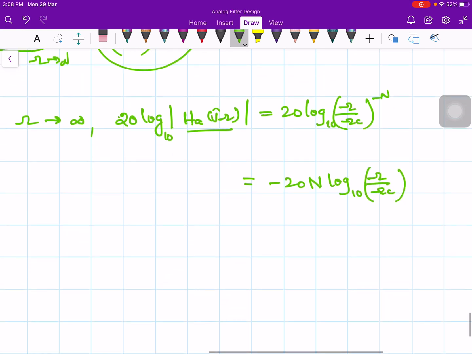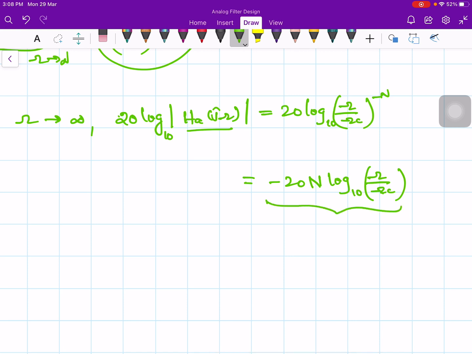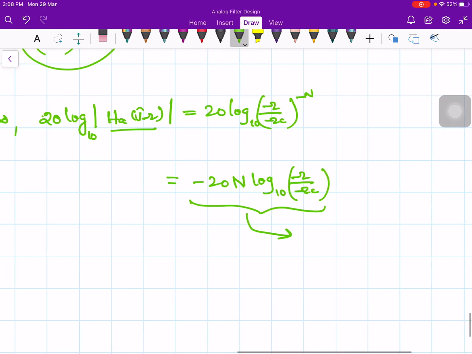That's it. Now, what do you understand from this? As the frequency goes to infinity, the magnitude goes to minus 20n log to the base 10 omega by omega c. In other words, as omega increases by a factor of 10, the characteristic goes down by 20n. If you take omega equal to 10 times omega c, then what will happen? This is going to be 1.